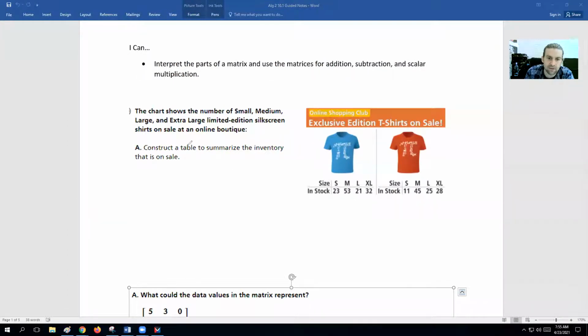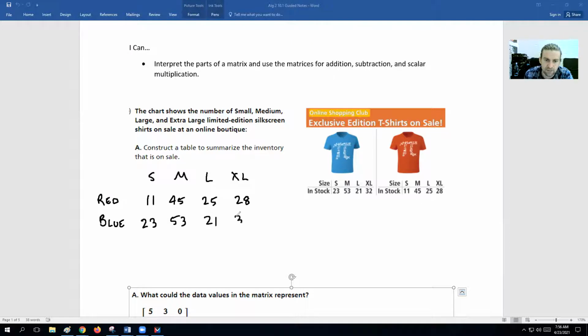Let's go ahead and get my pen here. We could just make a table for the red and another table for the blue. I'm going to do this out of order. Getting a little colorblind, but the red one's here, and we can make small, medium, large, extra large. For red, we would have 11, 45, 25, and 28. And then in the blue, we would have 23, 53, 21, and 32.